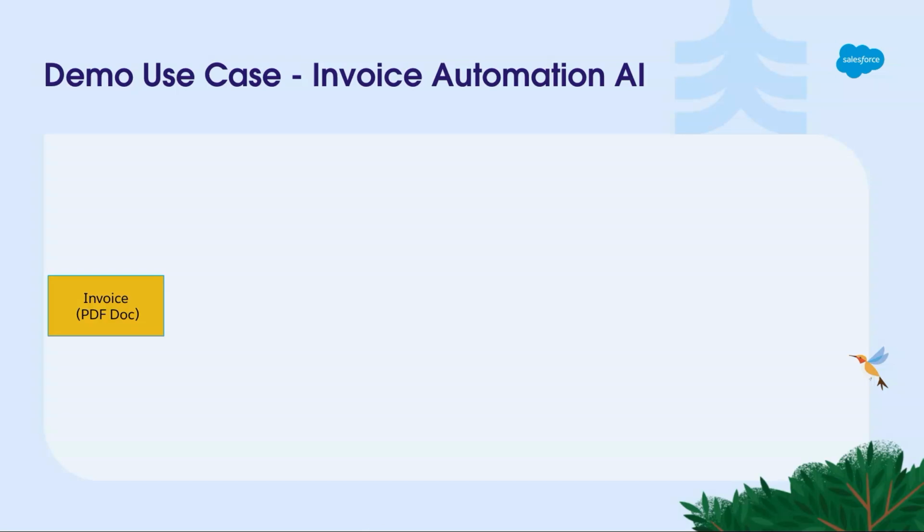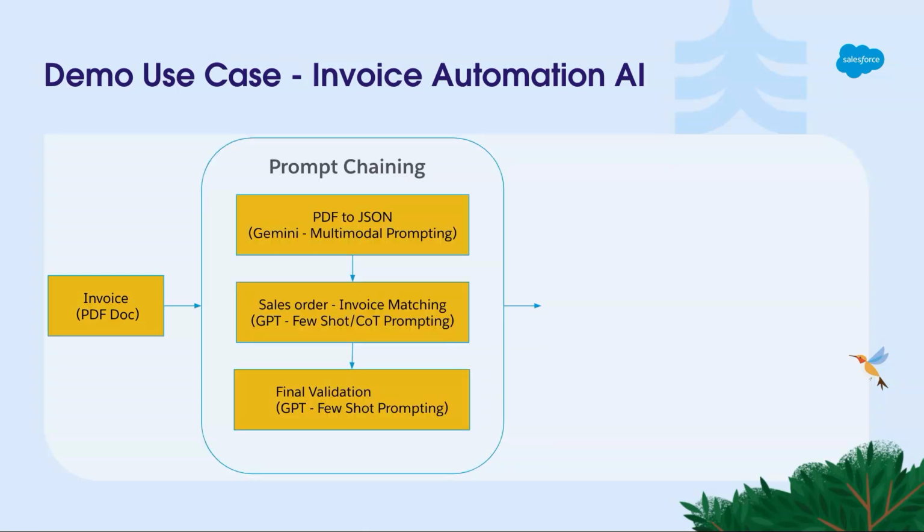For this demo, I'm going to show you an end-to-end example of how you can process a PDF invoice all the way to the payment just by applying all the techniques. So here for prompt chaining, it's a little bit more complex. I'm using 3 prompts here. The first prompt is a multimodal prompt.